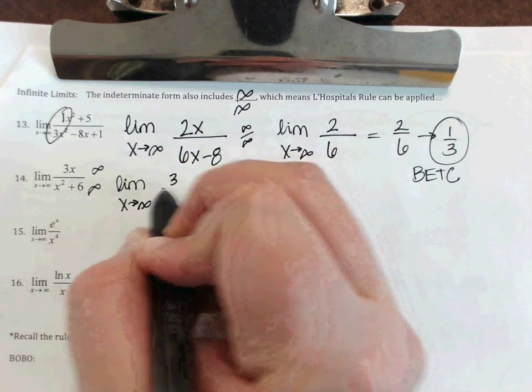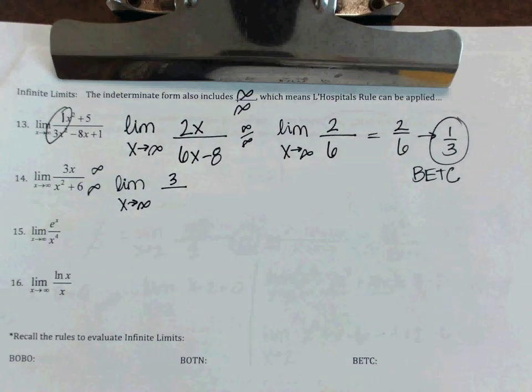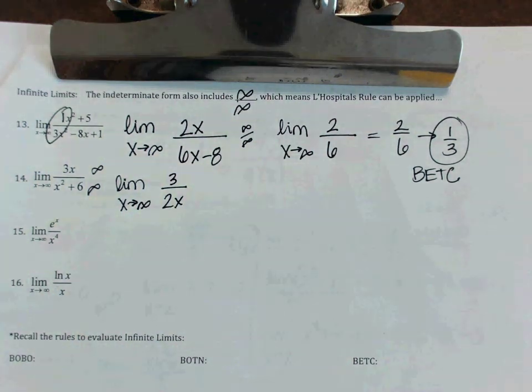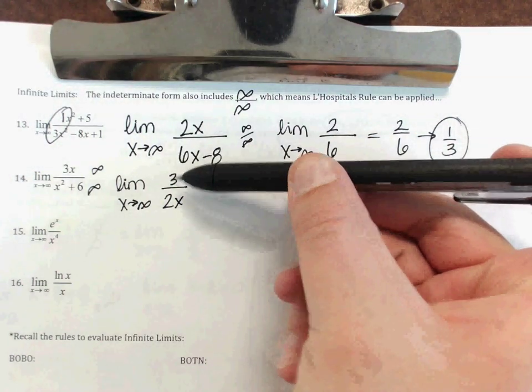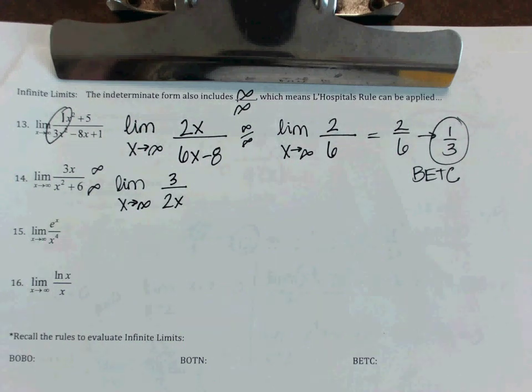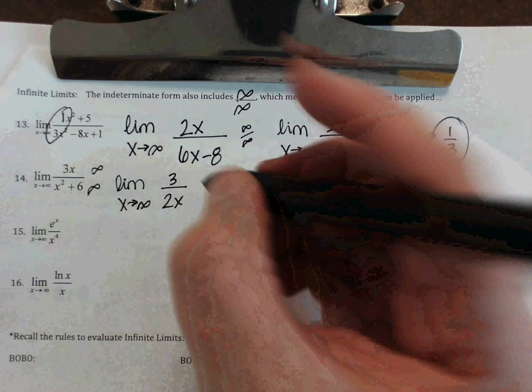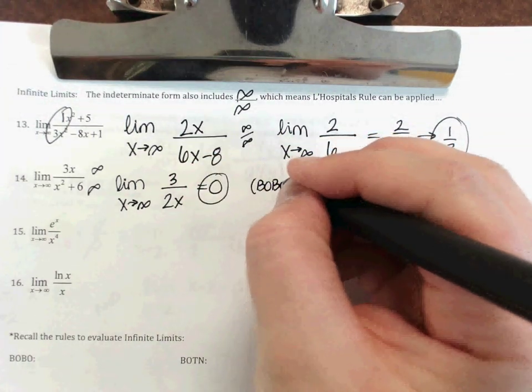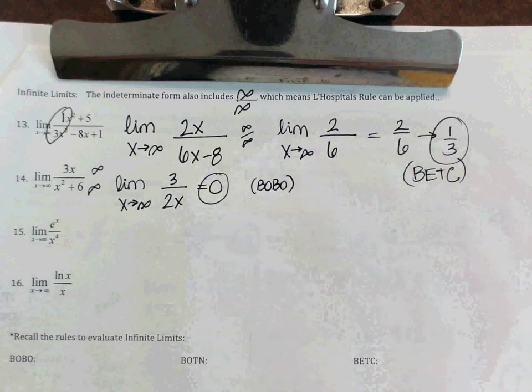3. Wait, my bad. That's okay. And then on bottom, the derivative of x squared is 2x. Now, what about the plus 6? It's gone. Now, x is getting bigger and bigger. The top is at 3. The bottom is getting bigger and bigger. What happens when I divide a number by something getting bigger and bigger? It goes to 0. But you already knew that, it was a bobo. So you would never do these by hand ever.